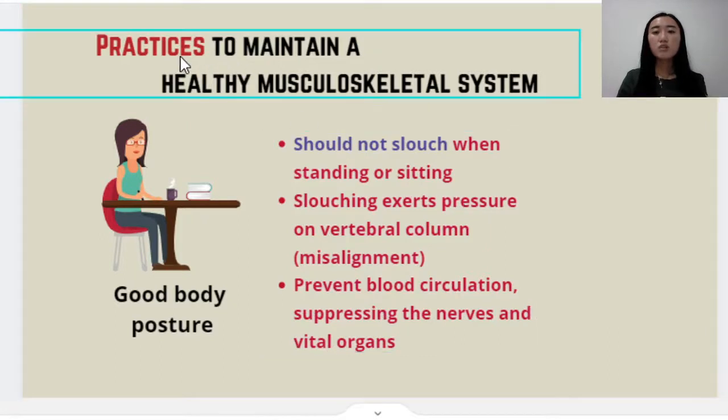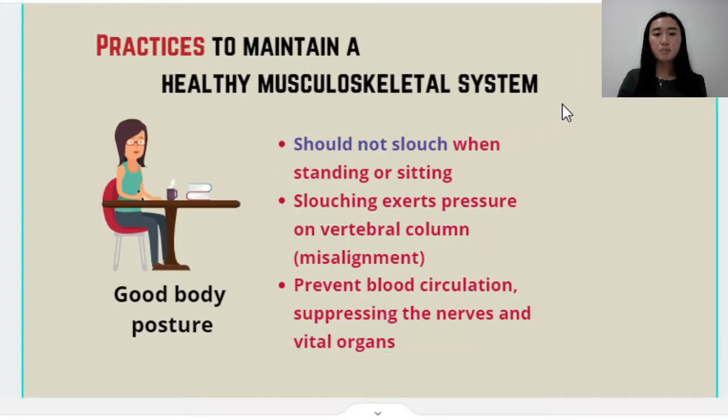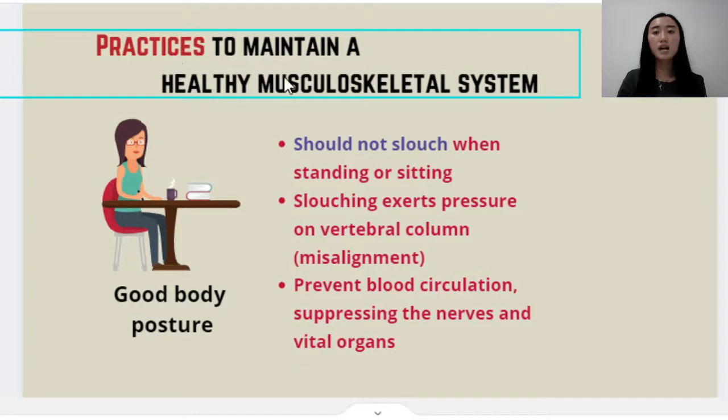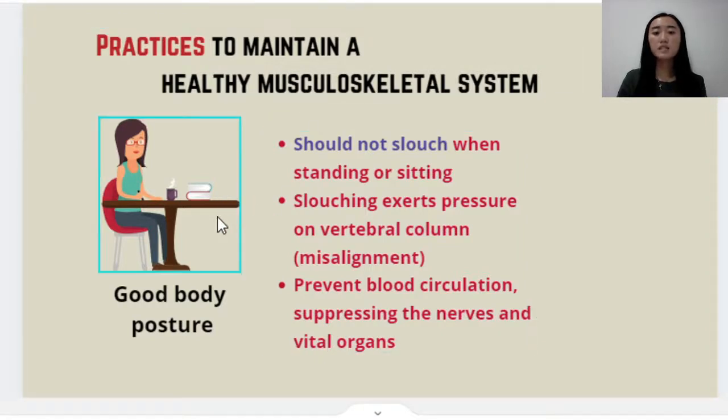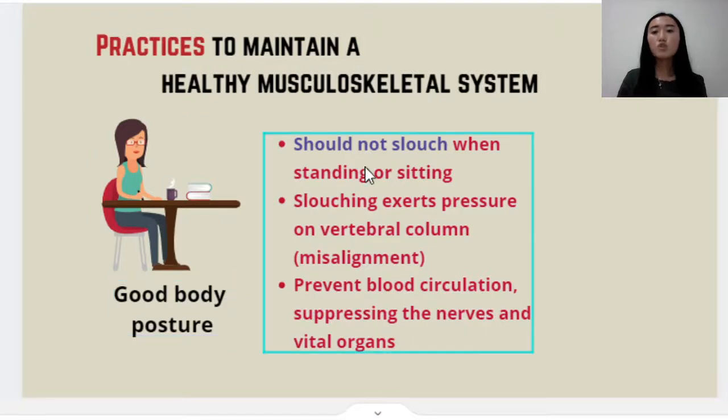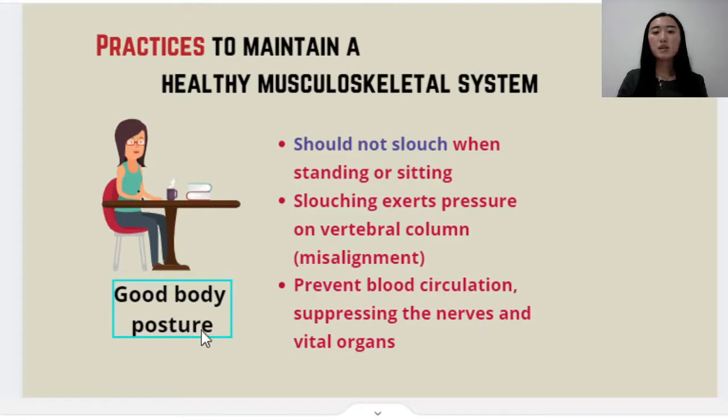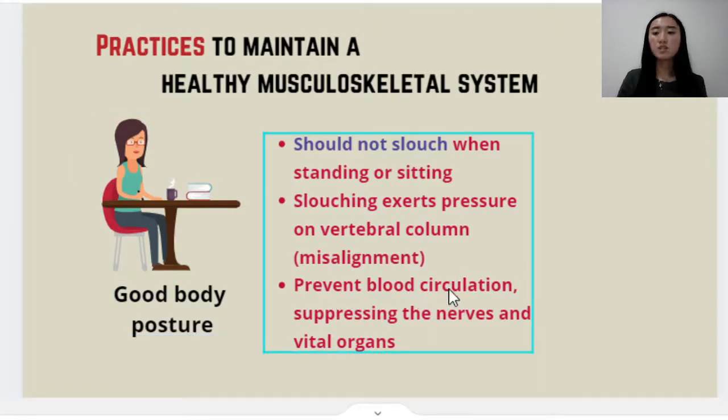Then, now we go to the last subtopic of this chapter, which is the practices to maintain a healthy musculoskeletal system. First, to maintain a healthy musculoskeletal system, we must have a very good body posture. We should not slouch when standing or sitting. This is because slouching will exert pressure on our vertebral column, and this will cause the misalignment of our vertebral column. And a bad body posture will prevent our blood circulation and will suppress the nerves and vital organs.